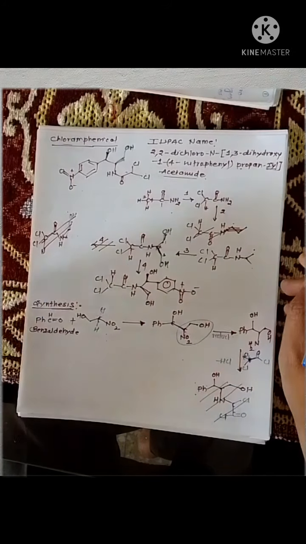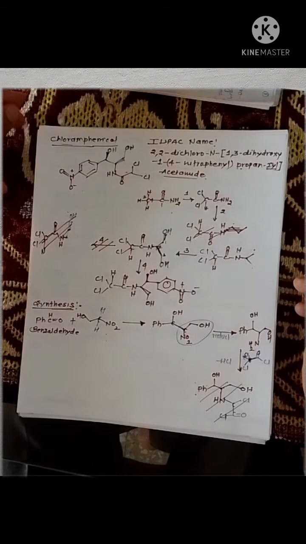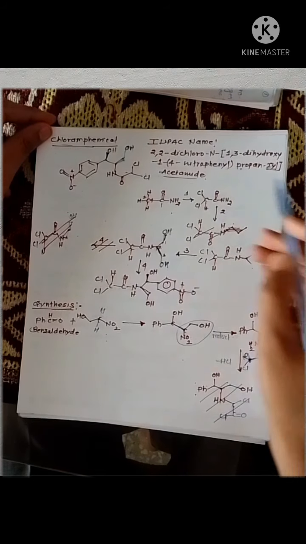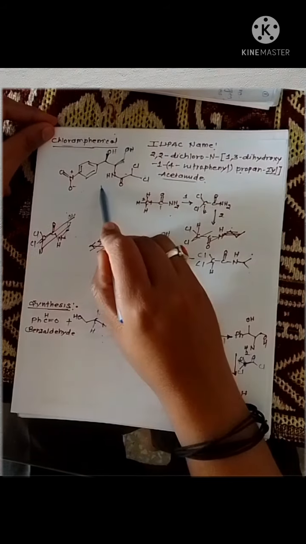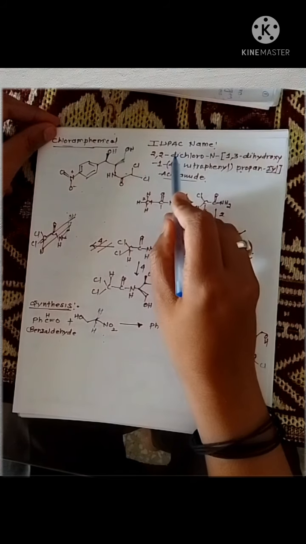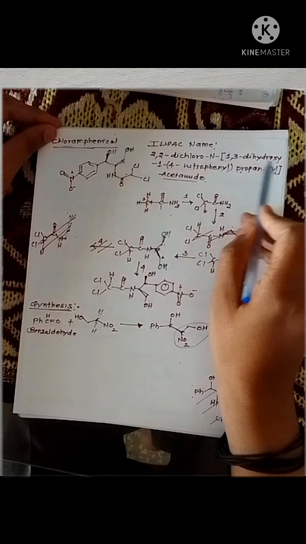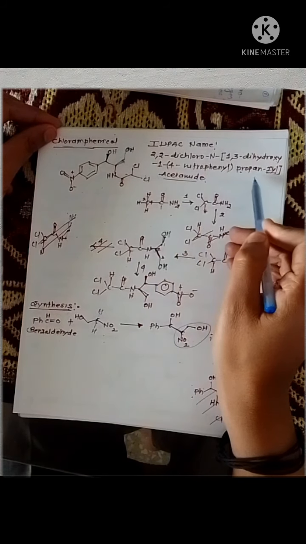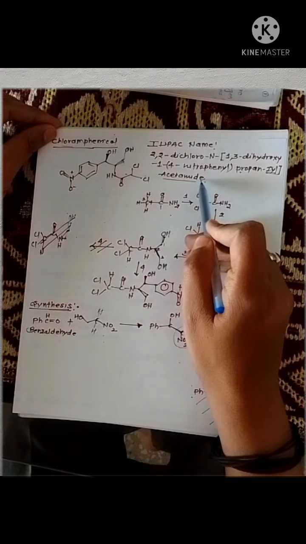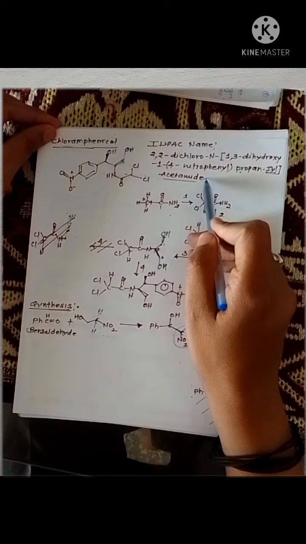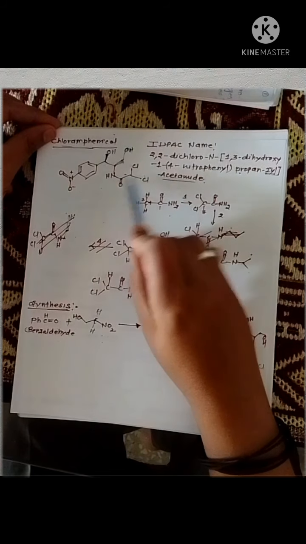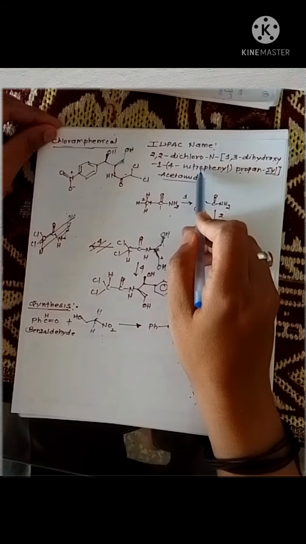So now we are going to see the chloramphenicol drug. This is the structure of the chloramphenicol drug. The IUPAC name of this drug is 2,2-dichloro-N-(1,3-dihydroxy-1-(4-nitrophenyl)propan-2-yl)acetamide. Now, how can we write the structure of this drug from its name?